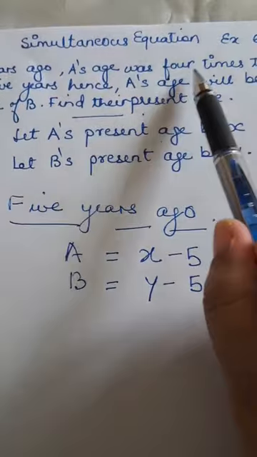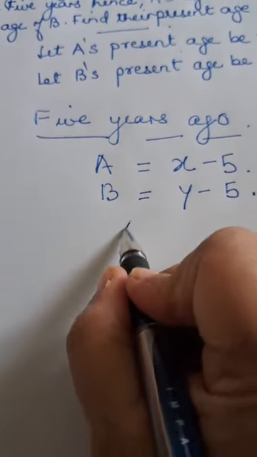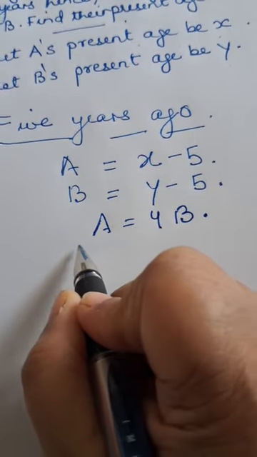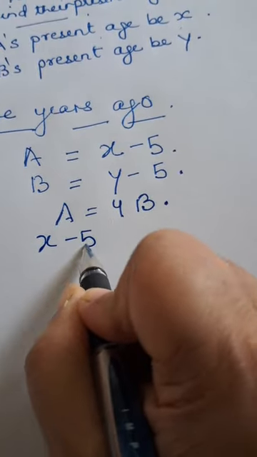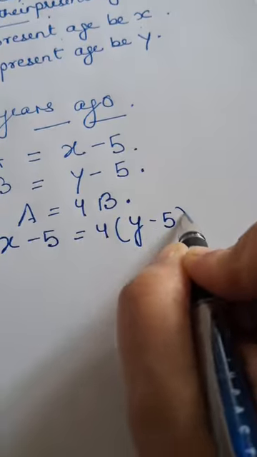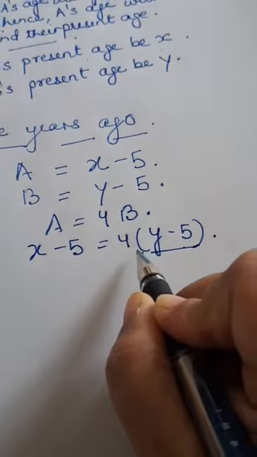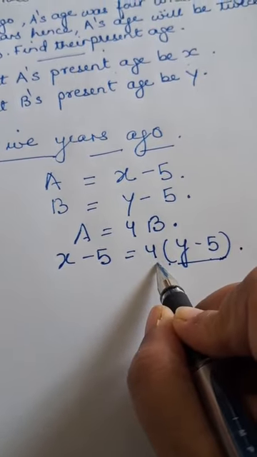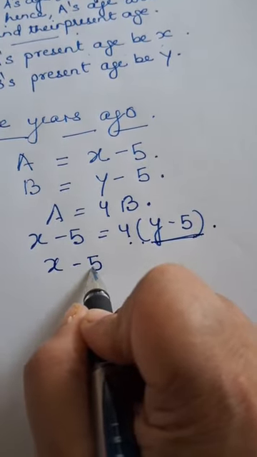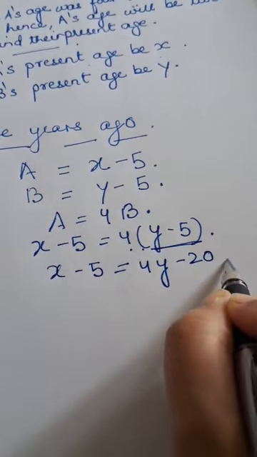What is the relationship? It says A was 4 times the age of B. So that means A was 4 times B. A is X minus 5 and 4 times Y minus 5. Y minus 5 will be inside the bracket because that's the age, and we are multiplying the whole thing with 4. So put it inside the bracket. Now X minus 5 is equal to 4Y minus 20.